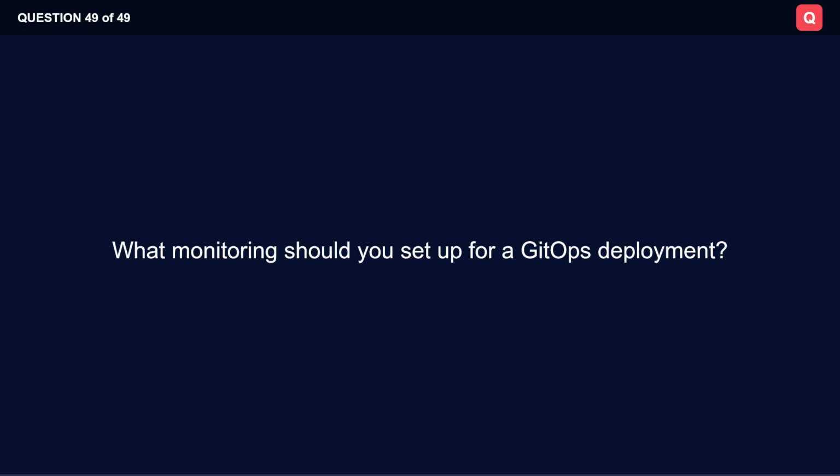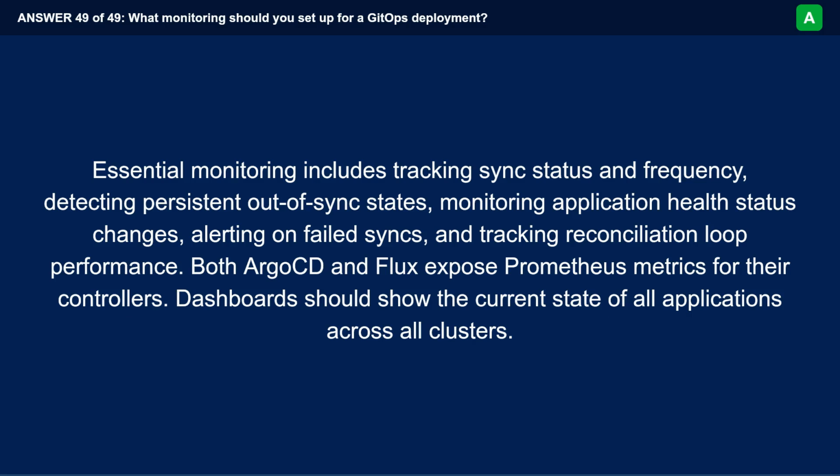What monitoring should you set up for a GitOps deployment? Essential monitoring includes tracking sync status and frequency, detecting persistent out-of-sync states, monitoring application health status changes, alerting on failed syncs, and tracking reconciliation loop performance. Both ArgoCD and Flux expose Prometheus metrics for their controllers. Dashboards should show the current state of all applications across all clusters.